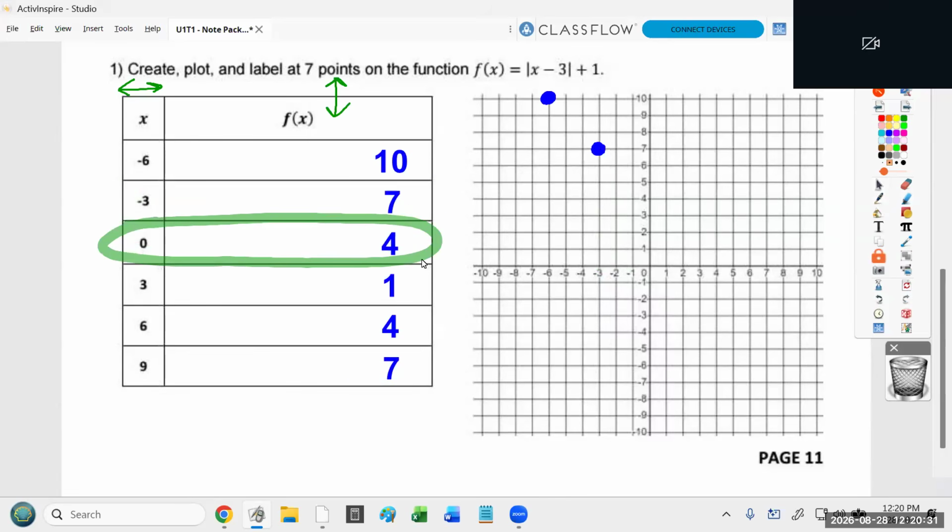Next one, we got 0, 4. So again, zeros are kind of weird. That 0 means don't go left and right at all. You're starting at the origin. Don't go left and right at all. Just go up 4. Place a point right there.